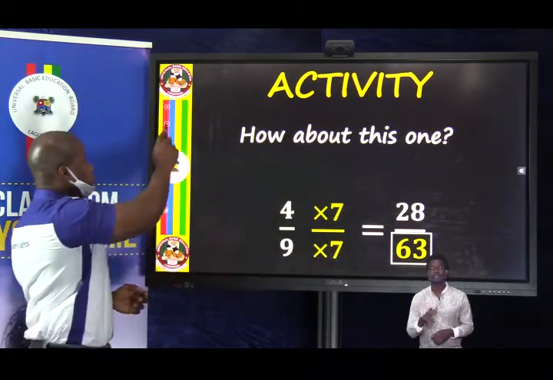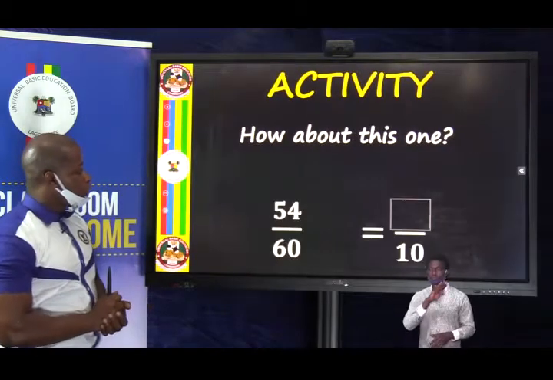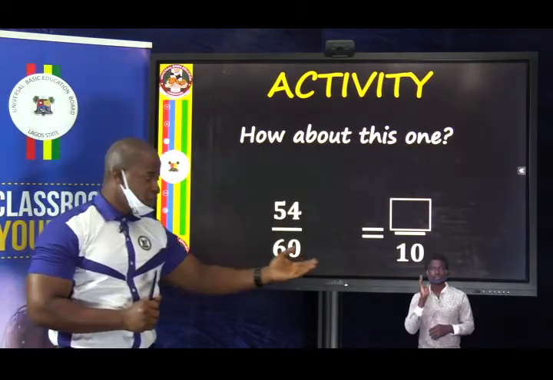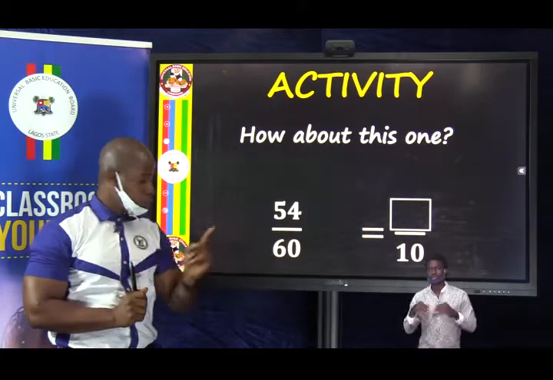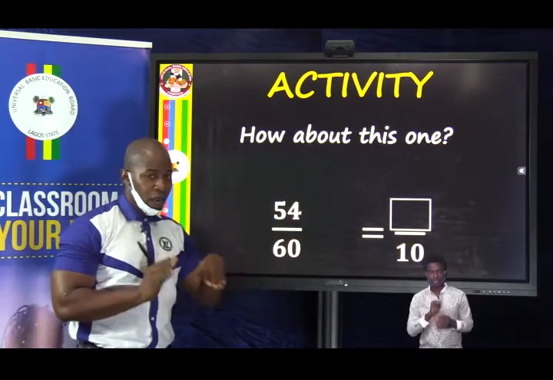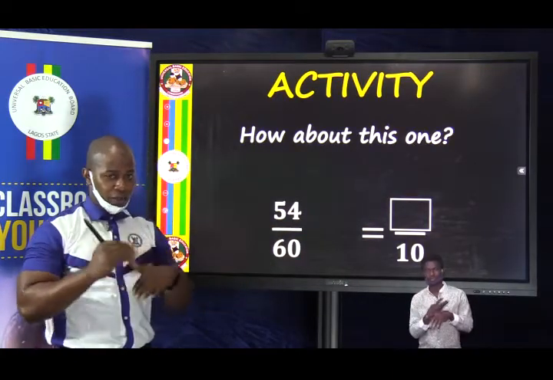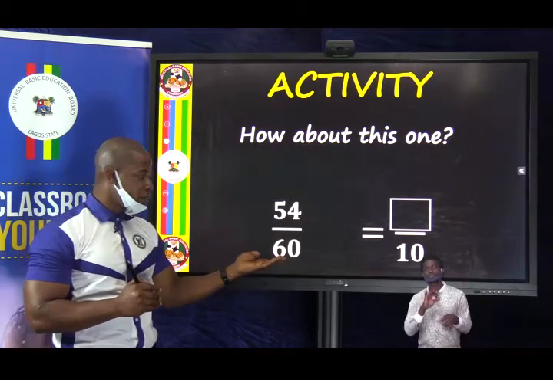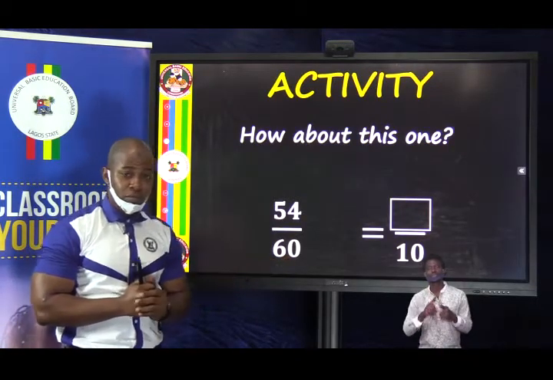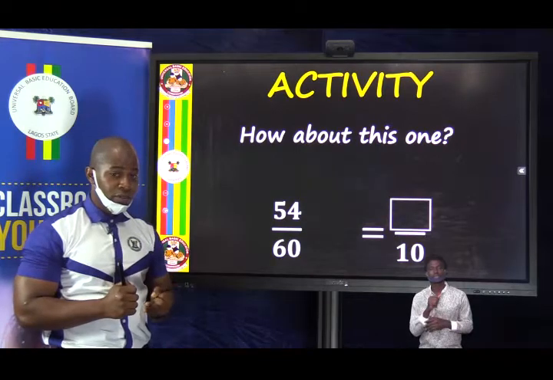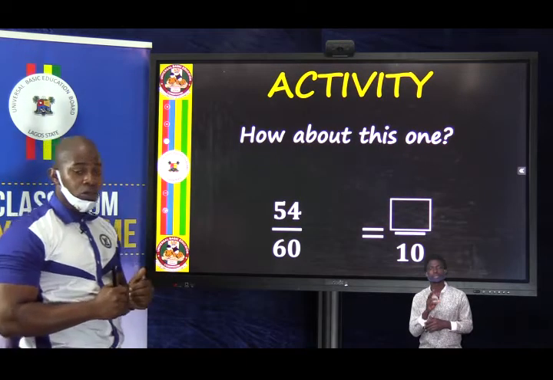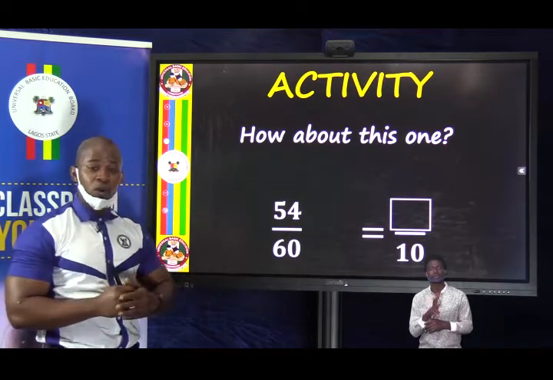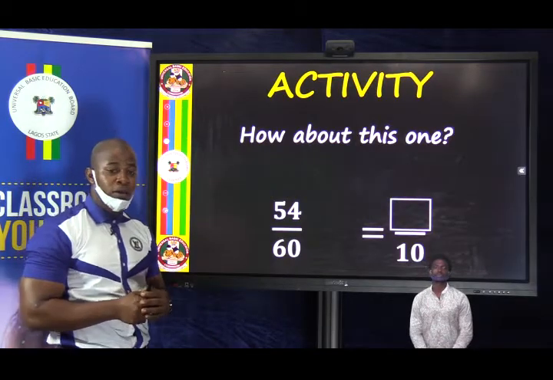Do you want to try a final one? Check it out. 54 over 60 will give me something over 10. Mind you, 60 to 10, that means I have not multiplied, I have divided. So what do I divide 60 with to give me 10? 10, 9, 8, 7, 6, 5, 4, 3, 2, and 1.